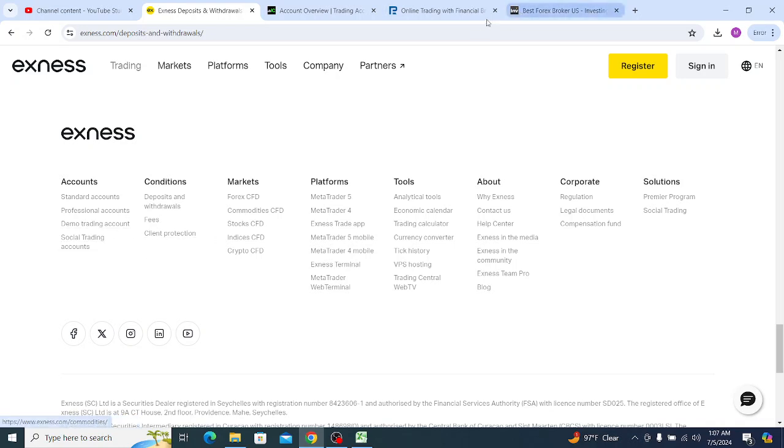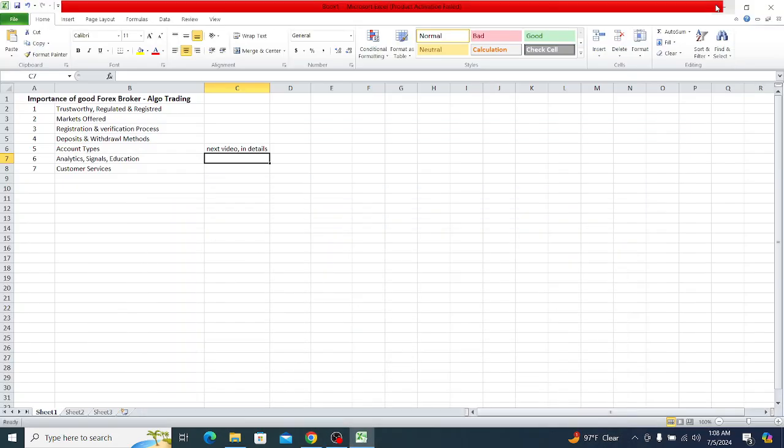So this we will discuss in very detail in the next video because this is something very important. This is what we will be using in the algo trading or in the manual trading in the future. And if you choose the wrong account, you will have a lot of issues in any type of trading. So we will be discussing this in the next video.